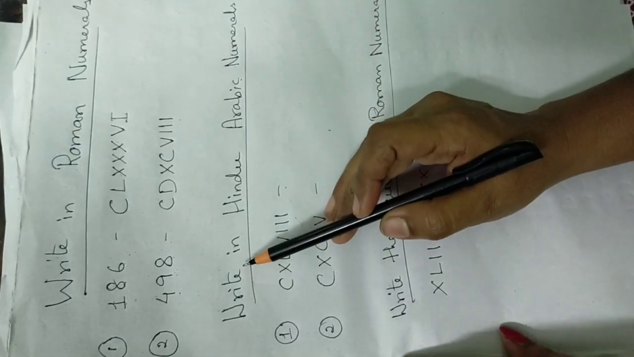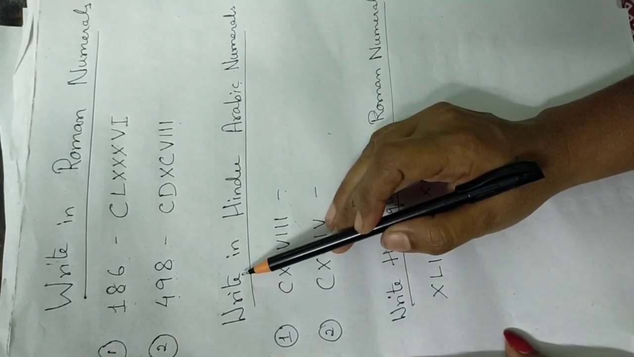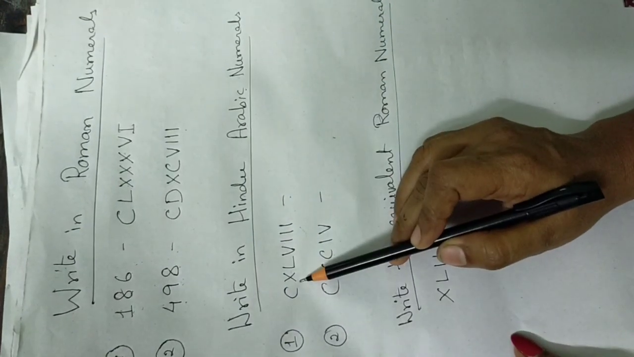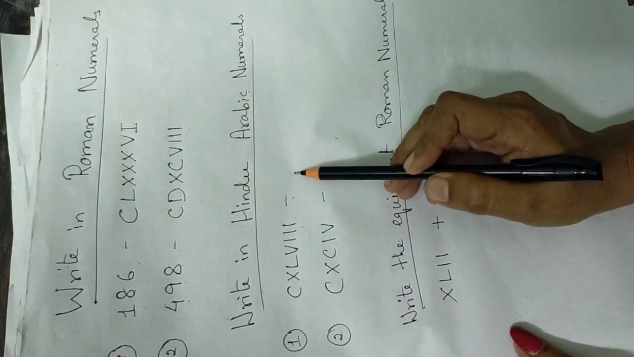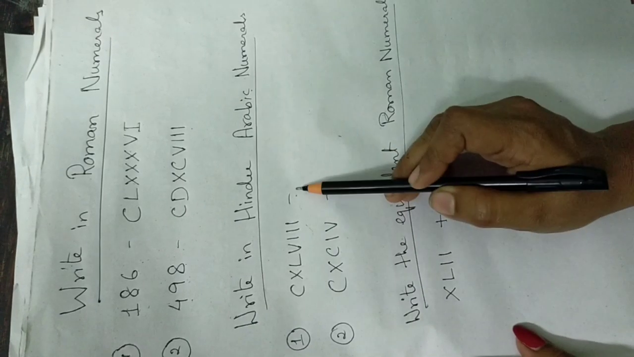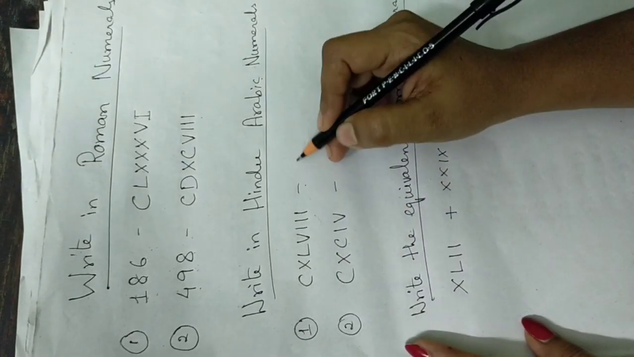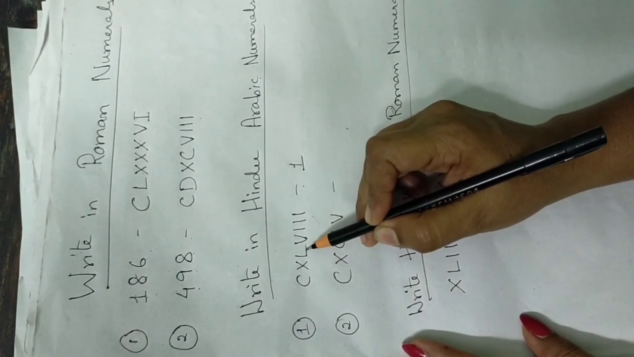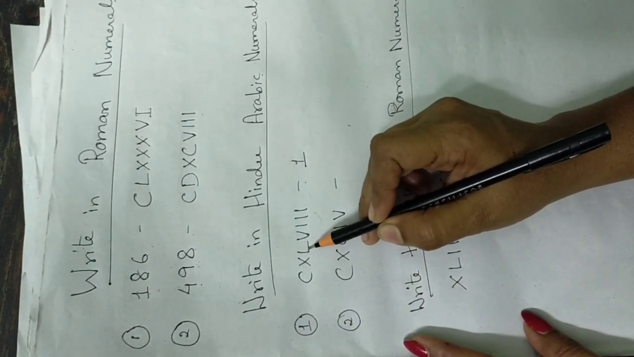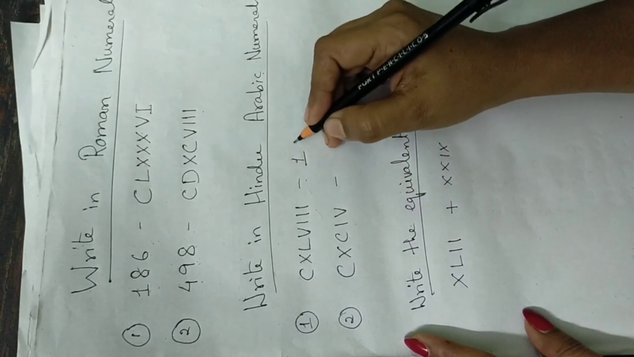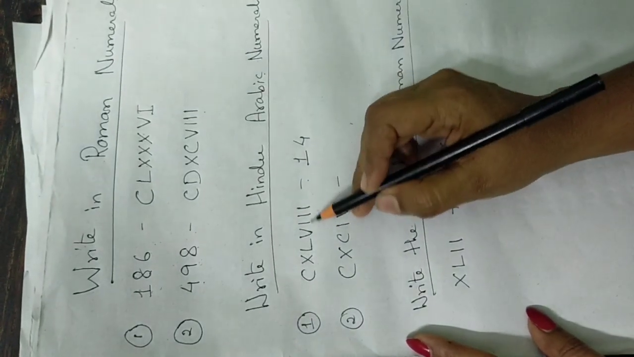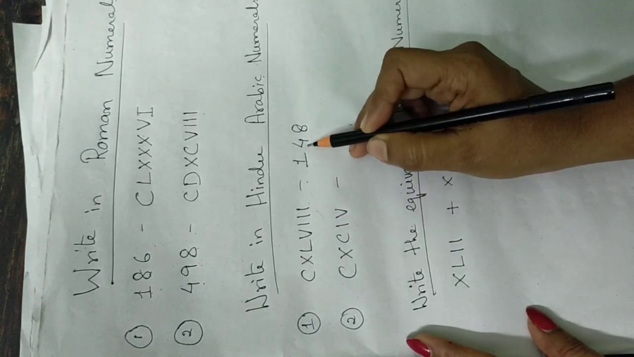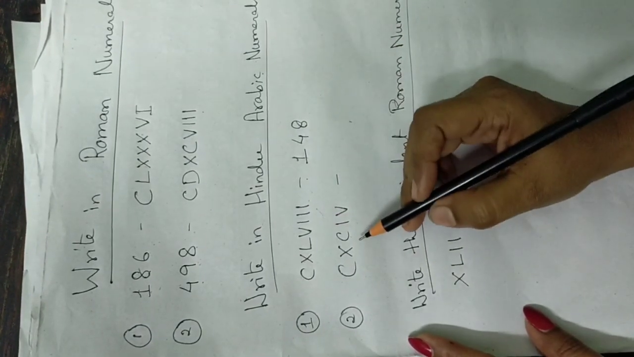Now suppose you have been given a sum in which you are asked to write in Hindu-Arabic. They have given it in Roman numerals and you are to write it in Hindu-Arabic. Now look at this number. C means 100. XL, what does that mean? 10 taken away from 50. That means it is 40. And what is this? 8. So it is 148.